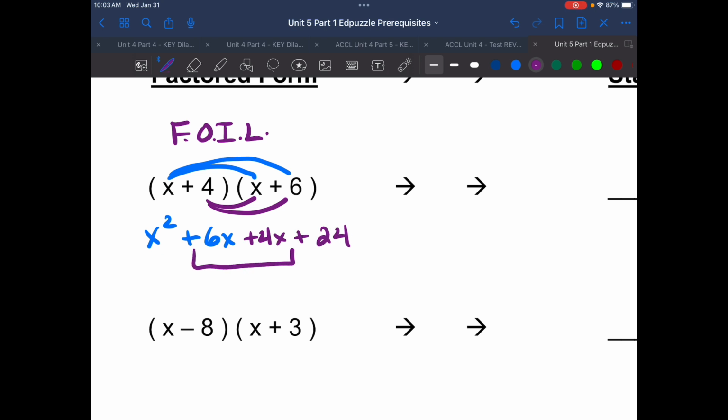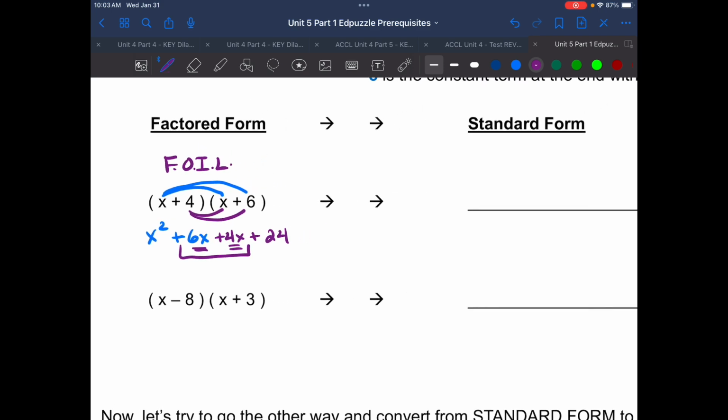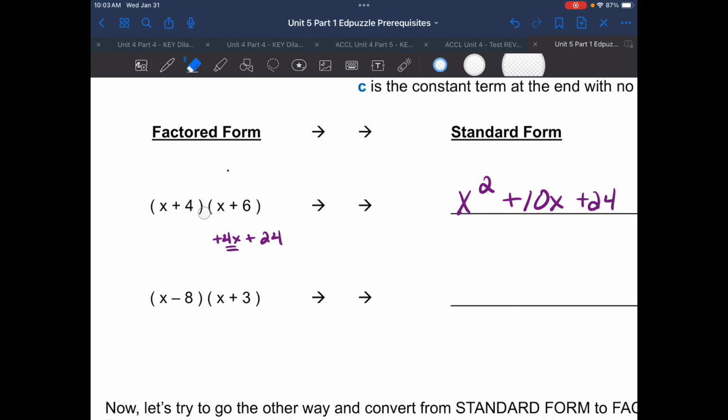However, we get nice common like terms in the middle. 6x plus 4x is going to give me 10x. Now, I want you to notice something here. I'm going to head over here and simplify. But I'm going to write x squared plus 10x plus 24. What I want us to notice here is I really want us to use shortcuts, okay? So basically, the number in the middle is the sum. The word sum means add, is the sum of the two numbers, okay?